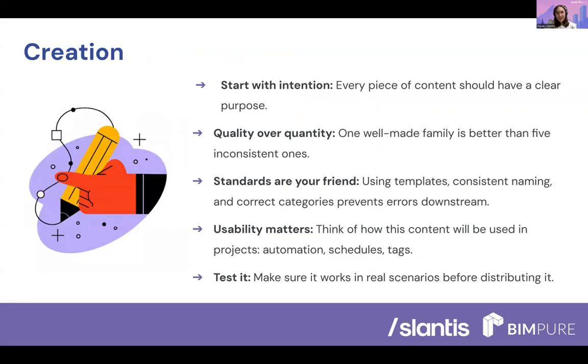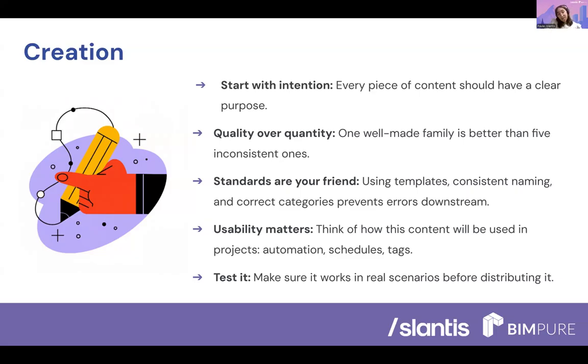So the first one is creation. These are a few key things we have to take into account when the creation part starts. First of all, start with intention. Every piece of content should have a clear purpose. With the analogy of the wardrobe and the clothes, I think this is very clear. Do not keep things that you are not going to use in a while, or have never used, but maybe keep because sometime you might use it. Content is the same. The piece of content you have should have a purpose, should have a useful end to it.